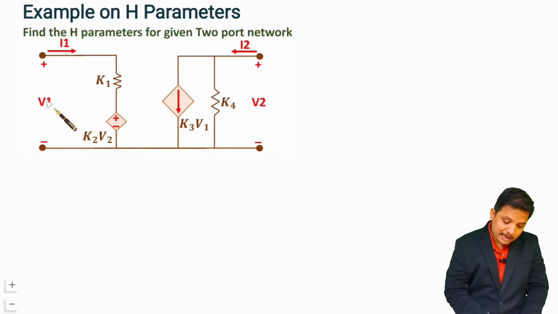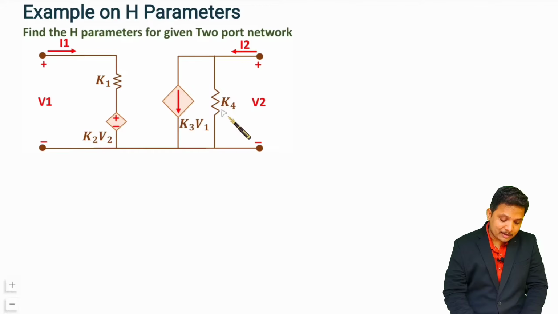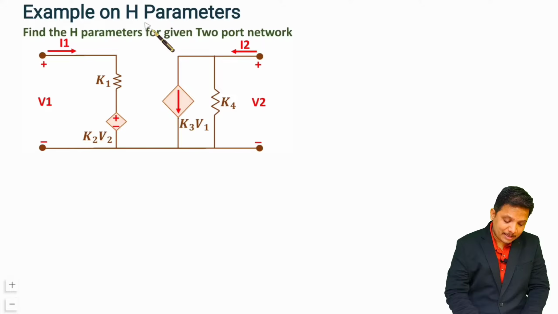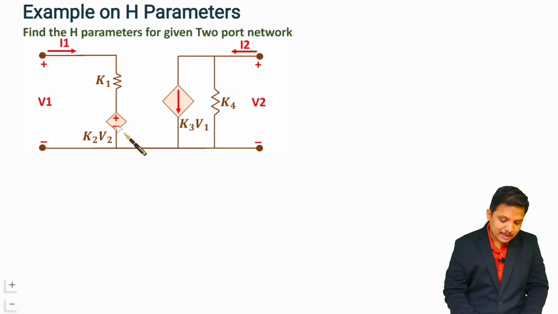Now when you see this network at first look, you might be thinking that this is the equivalent network of a two-port network, right? You can see my video on H parameters, in which we have drawn the equivalent circuit of H parameters. If you compare that circuit and this circuit, you might think both circuits are the same, and that you should compare both and you will have the answer, right?